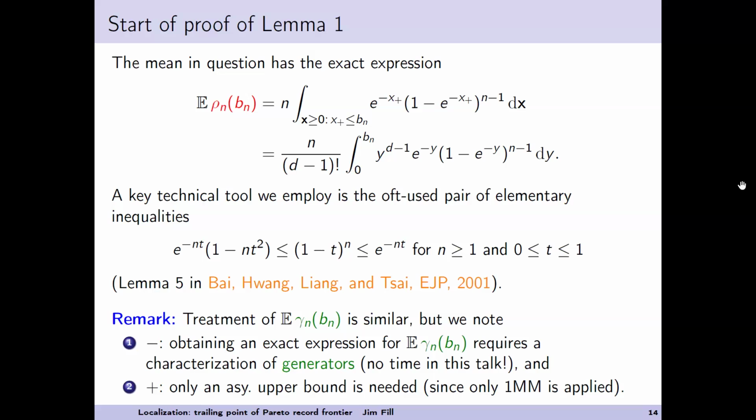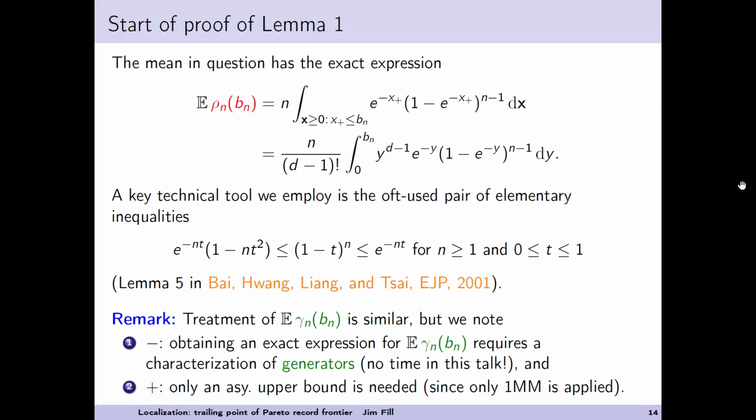generators at time n with sum of coordinates less than or equal to bn is similar, but on the negative side, obtaining an exact expression requires a characterization of generators, which is an extremely interesting story in and of itself. I didn't have any time for that in this talk.